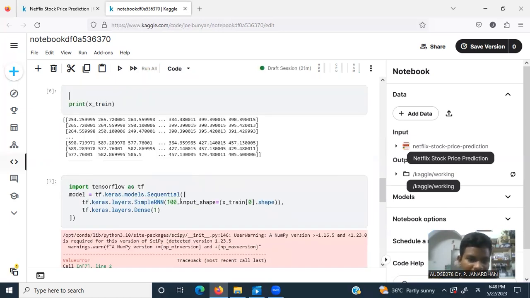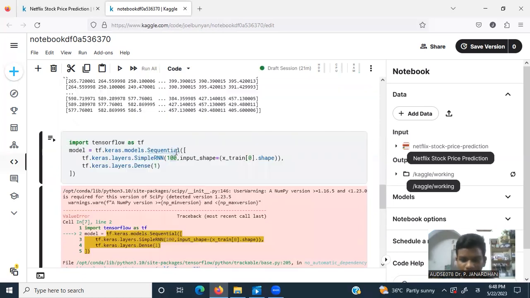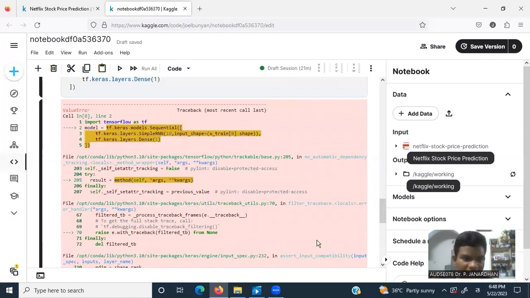Okay. I think it is the fact with the number of hidden units. Let's try 10. I don't think we should use many hidden units. Okay, again, expected ndim equals 3. So it expected three-dimensional input.